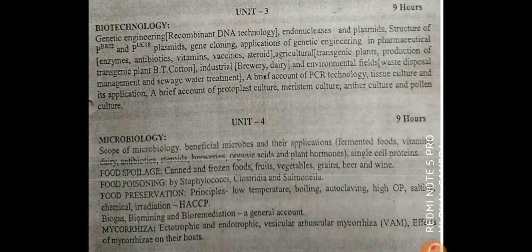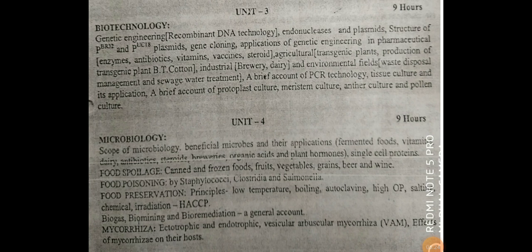Overall, unit 1 is 9 hours, unit 2 is 9 hours, unit 3 is 9 hours, and unit 4 is 9 hours. So it is a little bit of different concepts involved in this paper, because unit 1 is on angiosperm morphology, unit 2 is on angiosperm embryology and pollination biology, in unit 3 we will study the biotechnological aspects, and in unit 4 we will study the microbiological aspects.